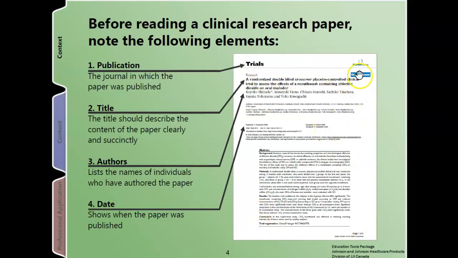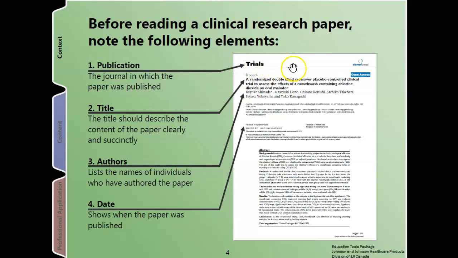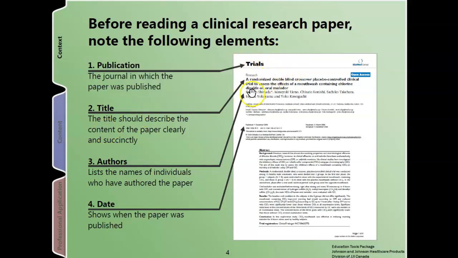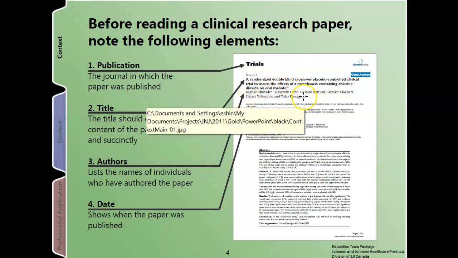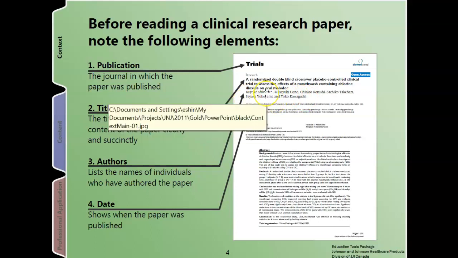So this is a summary of what we had talked about before. When you look at a journal, the very top part is usually the publication. So here it says trials. It could say Journal of Dentistry, Journal of Dental Hygiene. It's basically the journal's name that's found at the top. Then we'll see a title. We'll see the authors. And again, you want to make sure that the authors are credible. You want to make sure that the authors have credentials, have dental credentials.